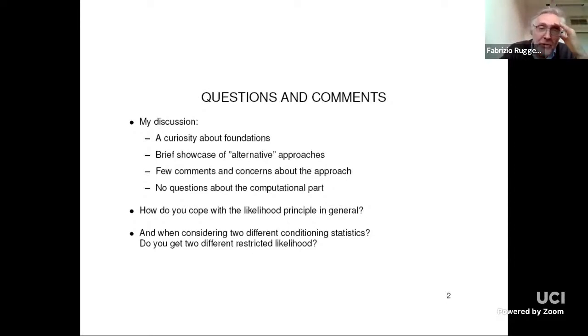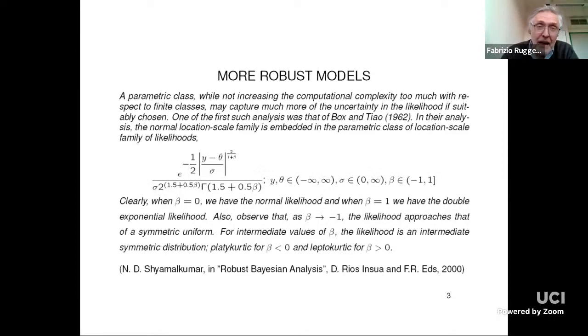So my question about foundation is the following. We've been taught to believe and to trust in the likelihood principle. How do you behave in this case? What is your reaction to the likelihood principle here, especially when there are two different conditioning statistics? Should we get two different restricted likelihoods? So we should get two different pieces of information from the same data, and that somehow is against the likelihood principle.